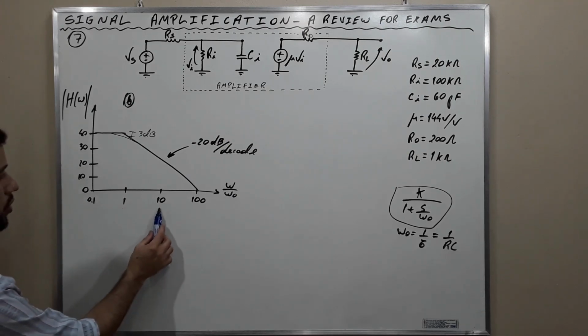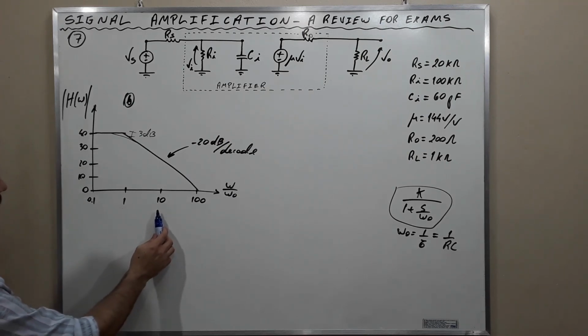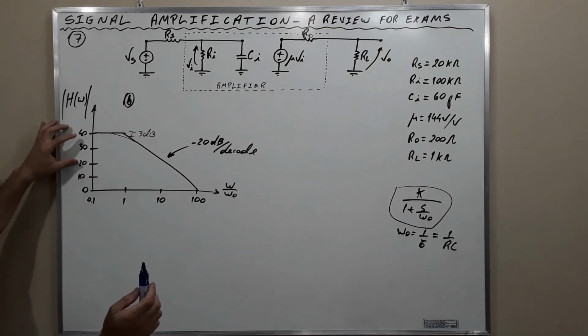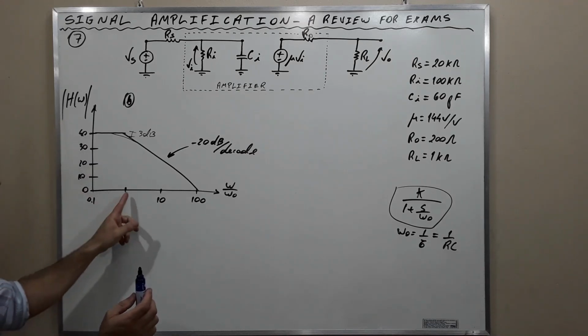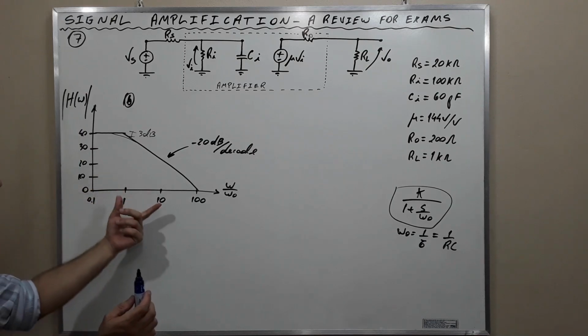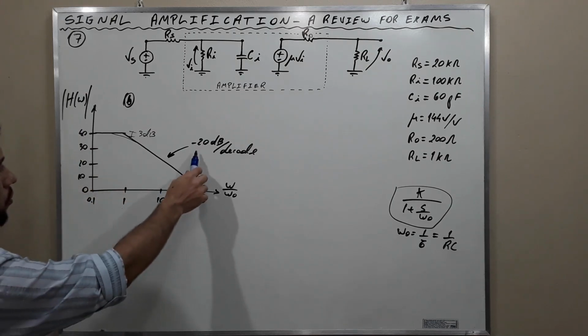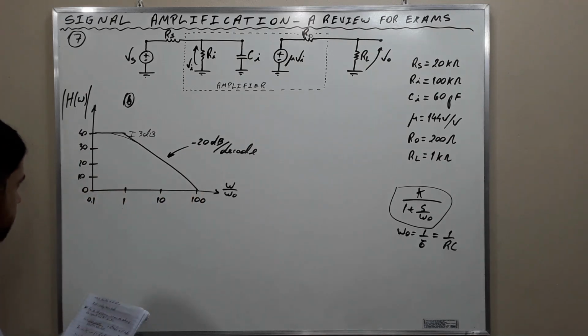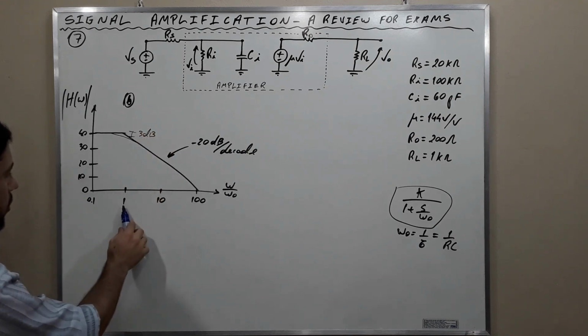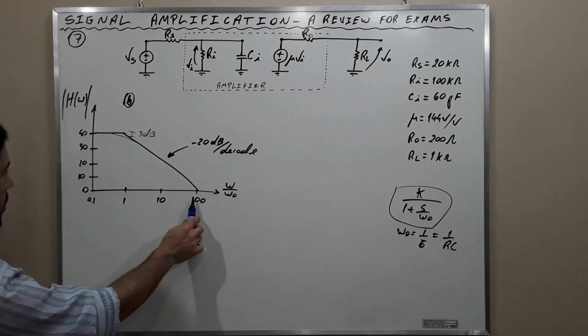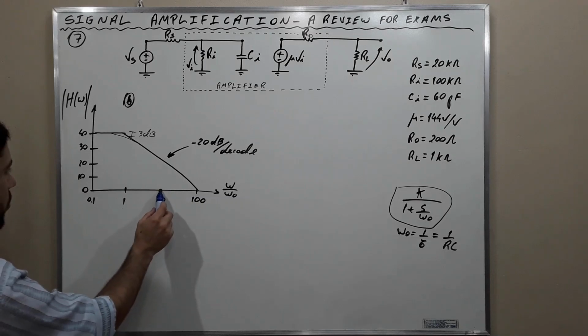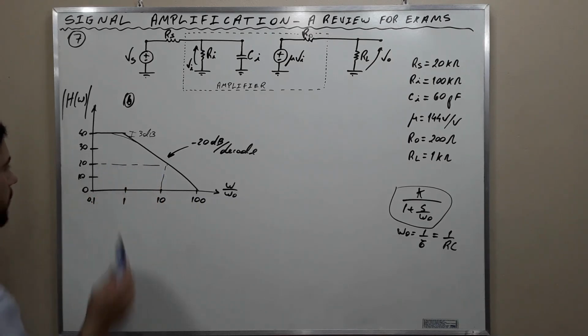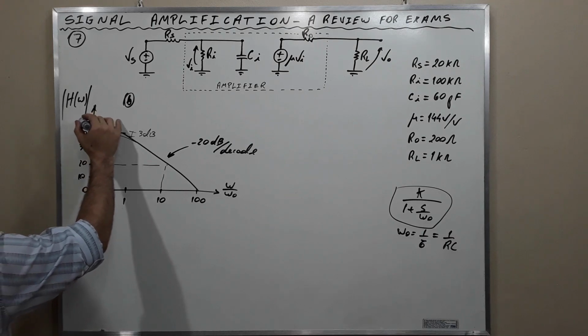From 1 to 10 is 1 decade, and it falls 20 decibels per decade. It is 40 at 1 and 0 at 100. Here it is 20. And this is the magnitude plot in decibels.